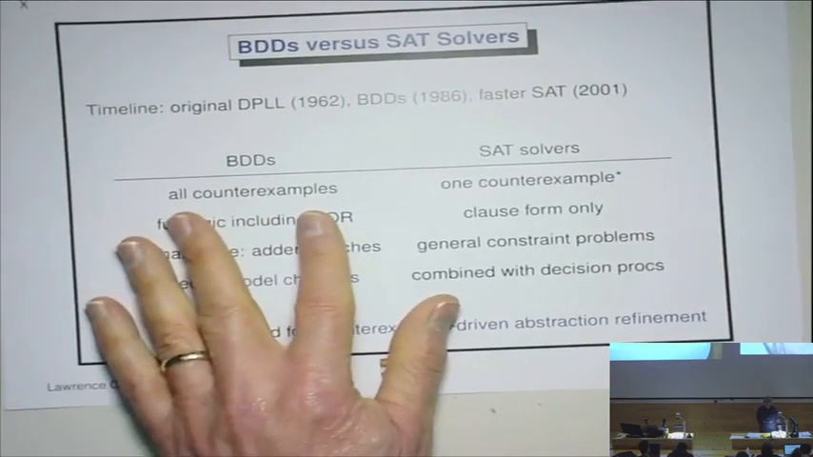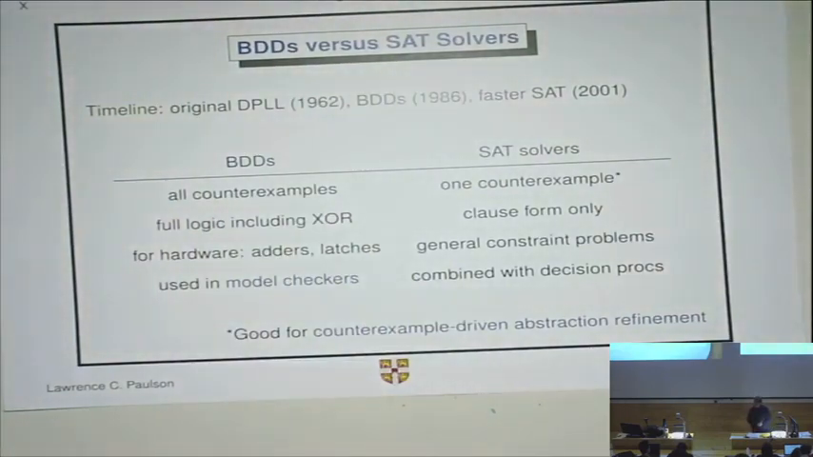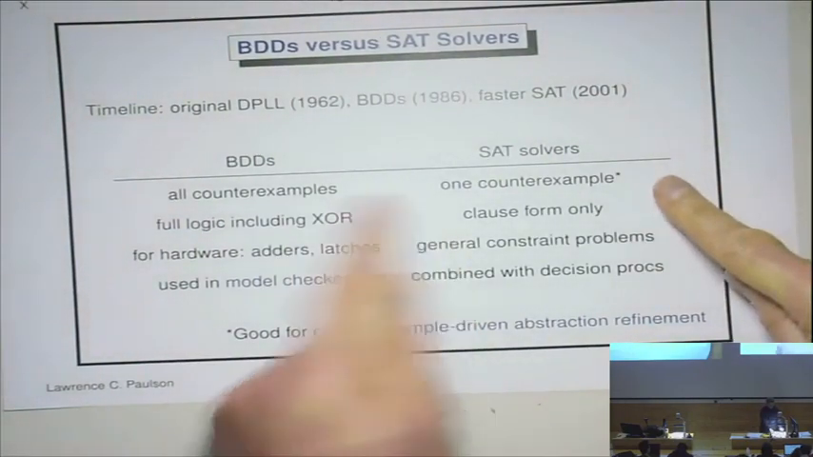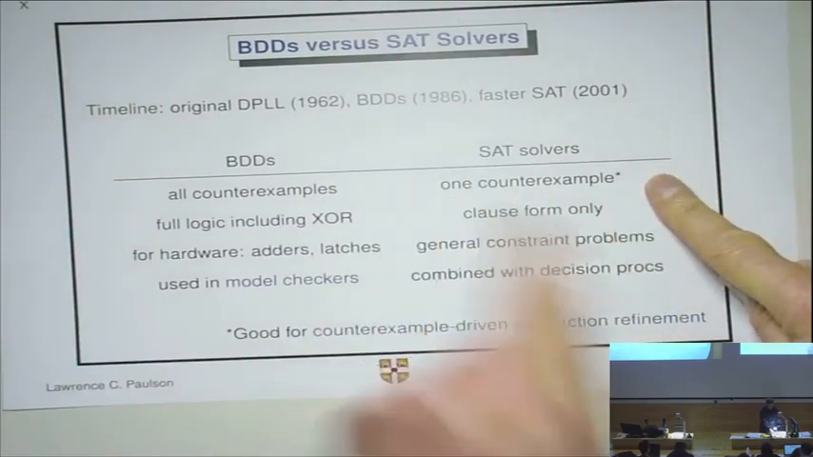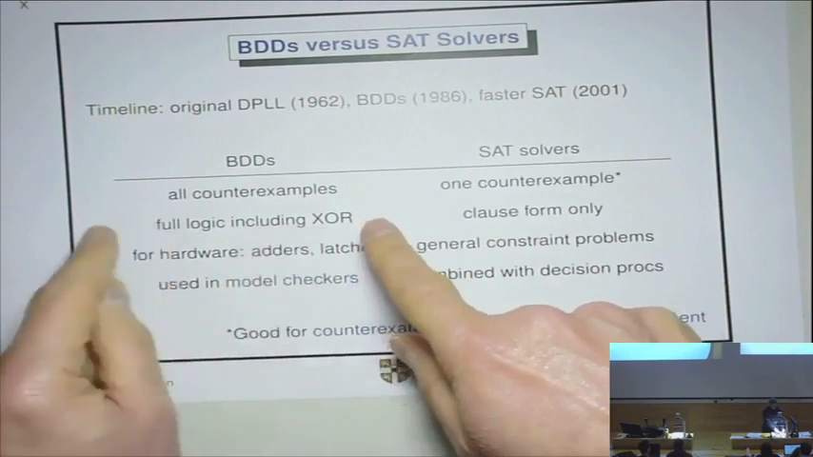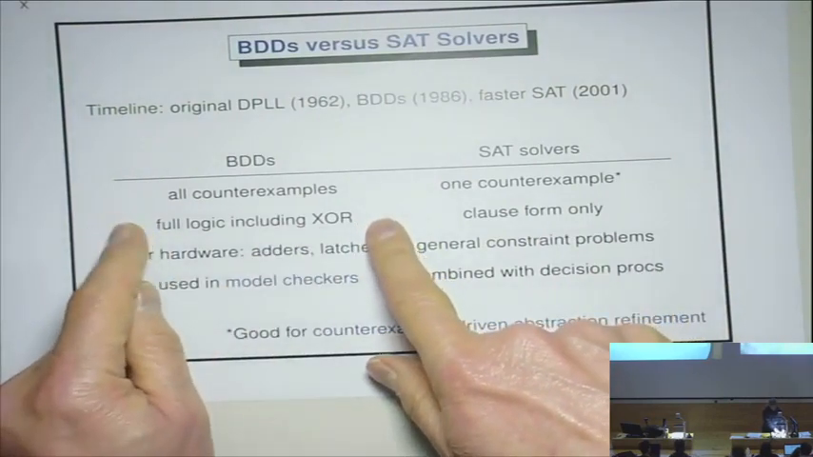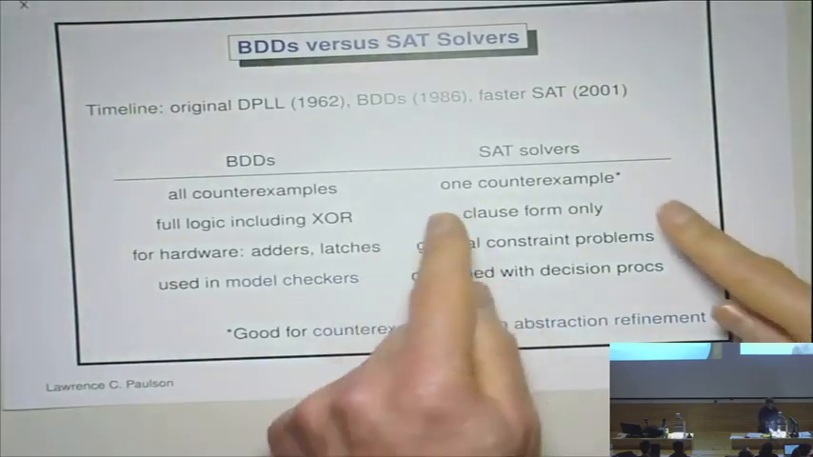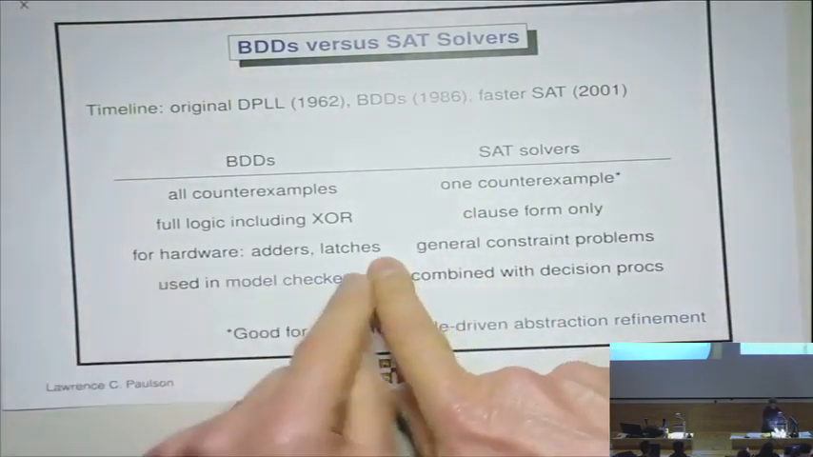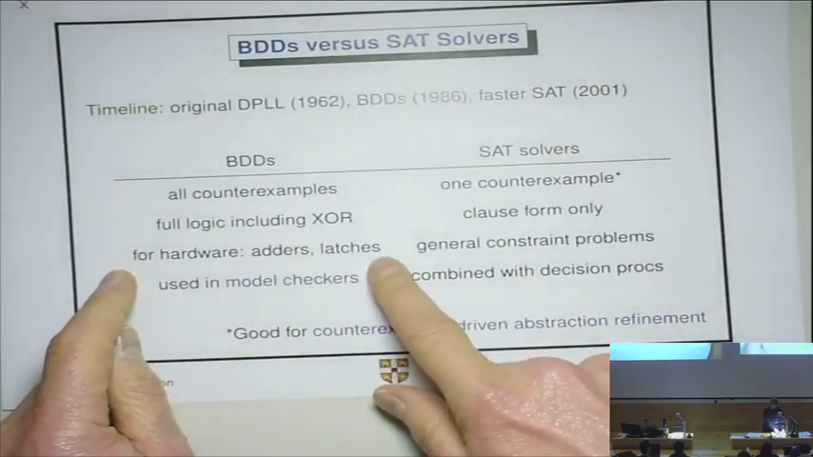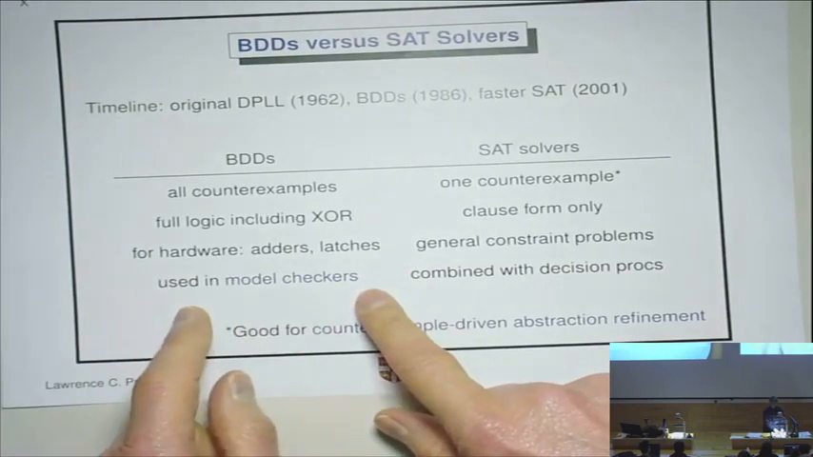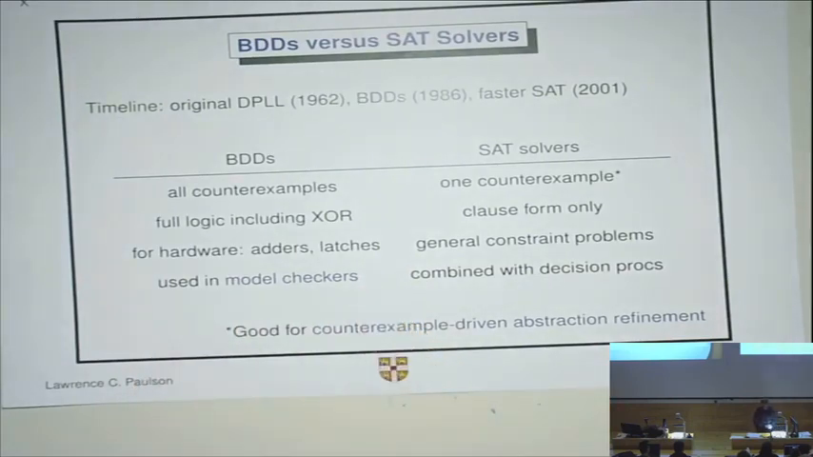So BDDs are giving you a full representation of the truth table. A SAT solver will give you one counterexample at a time. BDDs can handle full propositional logic directly without any transformations, whereas SAT solvers need normal form. Now, it seems to be that BDDs are still very good in certain hardware applications, also in things called model checkers, which I think you get a glimpse at next year. I think those SAT solvers are much more commonly used now because, in particular, the SMT stuff I mentioned last time. And I believe I mentioned this phrase to you before.